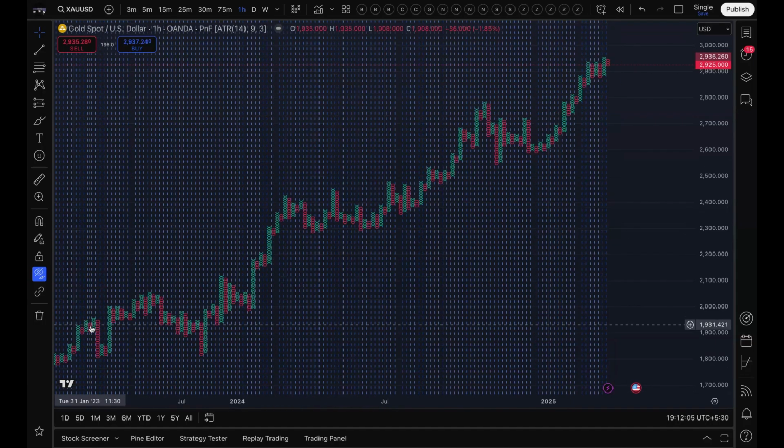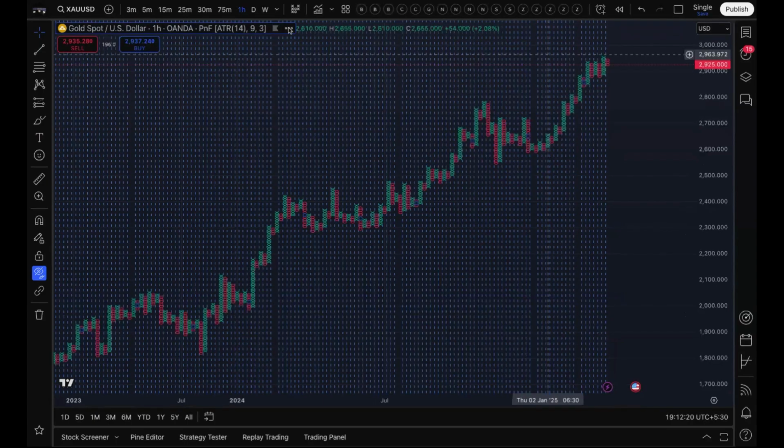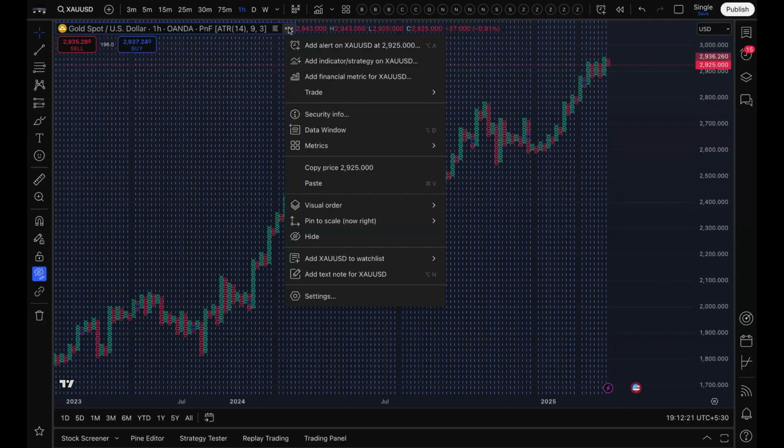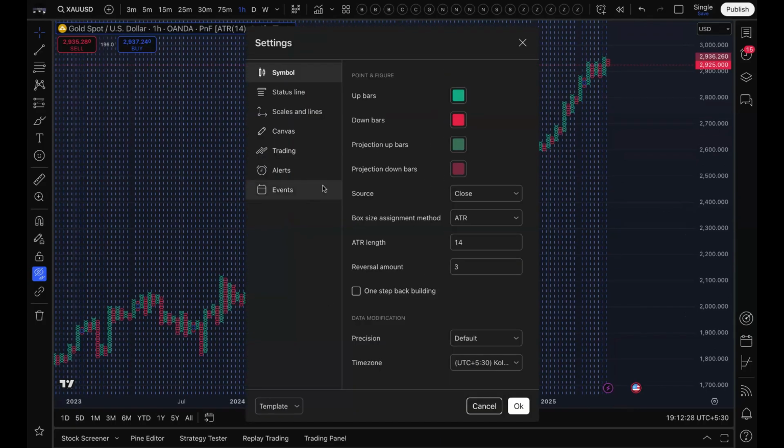Sir, I think on the ticker gold spot we are getting that three dot line. If you go on the ticker, the last three dot line, and I think in the settings we can change it. It's giving me the chart settings and not the settings for this. Okay, over here. Okay, thank you.